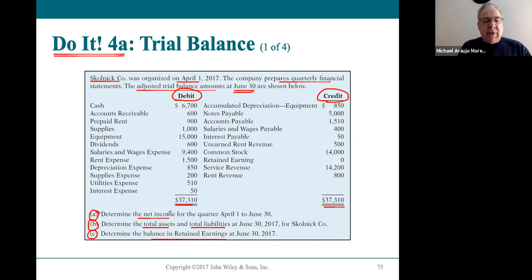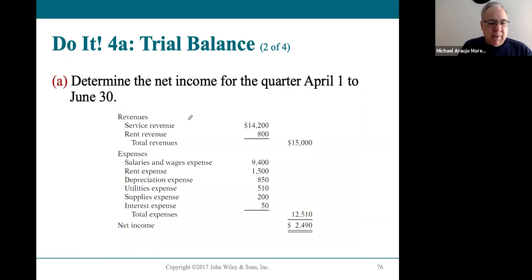So first thing we do is an income statement. So where do we get that? Well, we have to find our revenue accounts. This company has 2 revenue accounts, service revenue and rent revenue. Then we have to find all our expense accounts. Well, we have a number of different expense accounts right here. So this is all the information that we need to do our income statement.